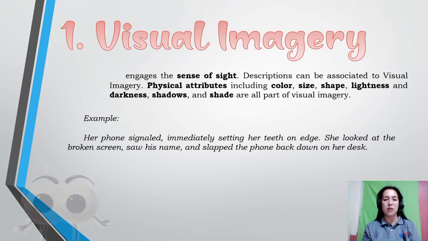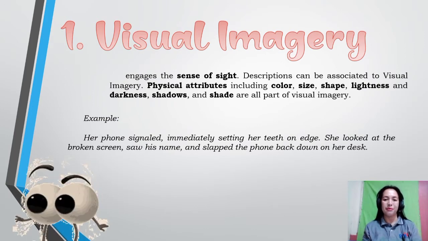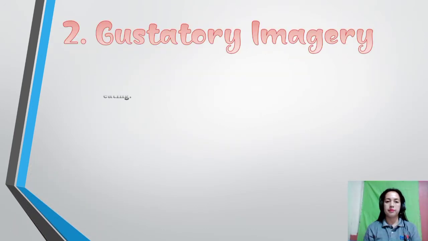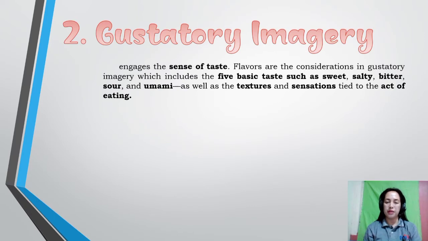Now, next we have gustatory imagery. Engages the sense of taste. Flavors are the consideration in gustatory imagery, which includes the 5 basic tastes such as sweet, salty, bitter, sour, and umami, as well as the textures and sensations tied to the act of eating.